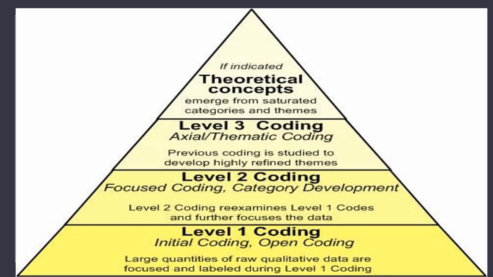Another visual of coding where there are 3 levels: your initial coding, which we call open coding, your focused coding, and then your axial or thematic coding. That is very common in grounded theory. That is a prominent coding methodology, data analysis methodology in grounded theory.